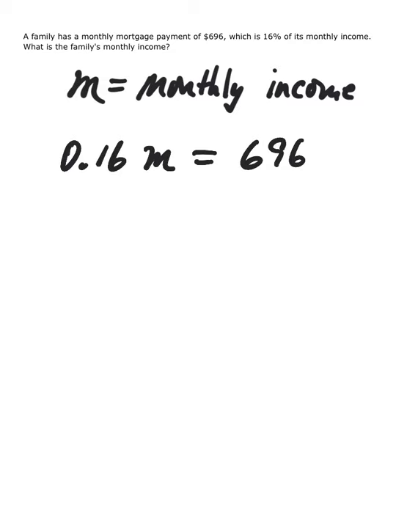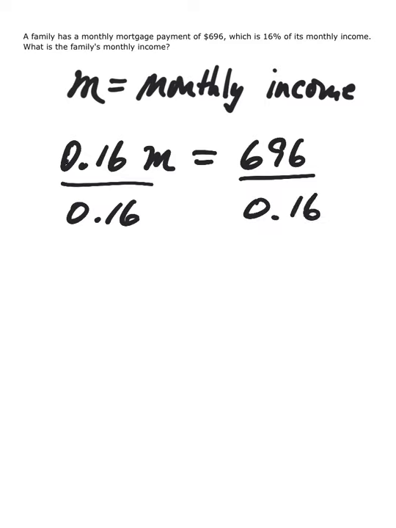Now, because this is a simple equation where your variable terms are on one side, constant values on the other, you can go right to the division. Divide both sides by 0.16. Cancel, cancel. And so the monthly income of this family, when you divide, is $4,350.